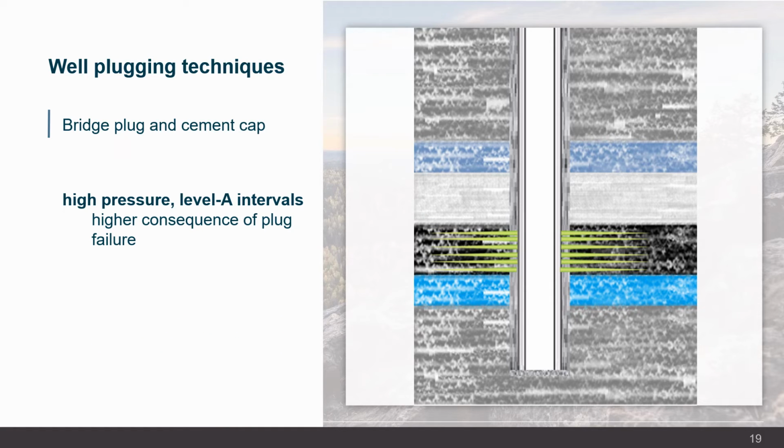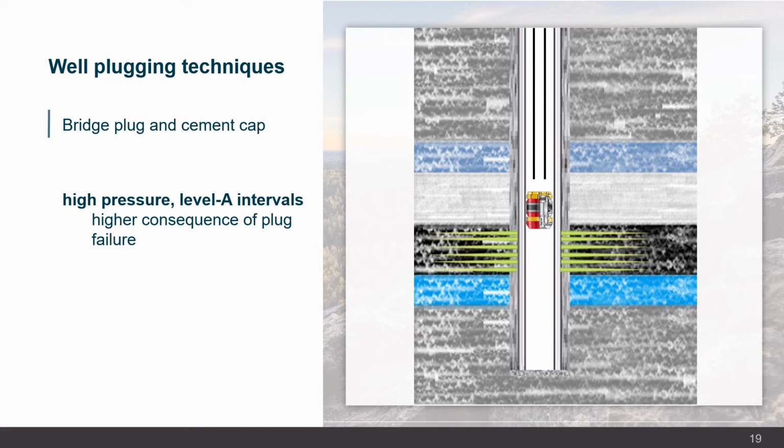In some cases, a completed interval is classified as either a high pressure or a level A interval, both of which result in higher consequences should that zonal abandonment plug fail. As a result, a more robust abandonment plug is required. Permit holders can still begin by setting a bridge plug above the completed interval, but dump bailing cement is no longer an appropriate technique for placing that cement cap. Instead, a cement cap must be circulated in place.